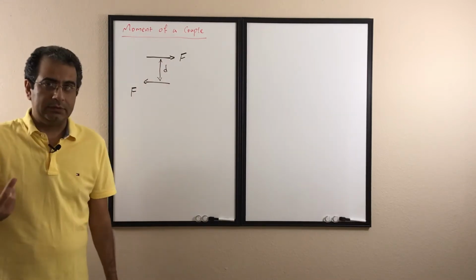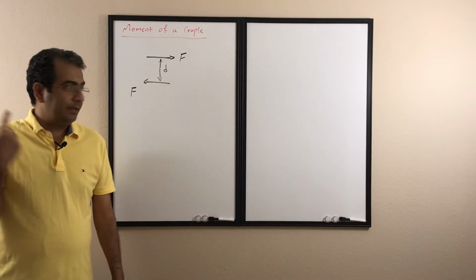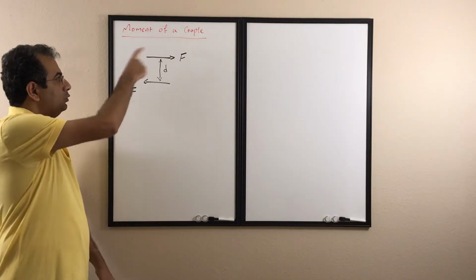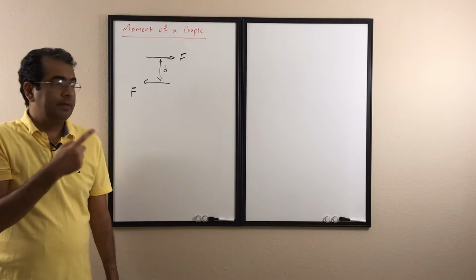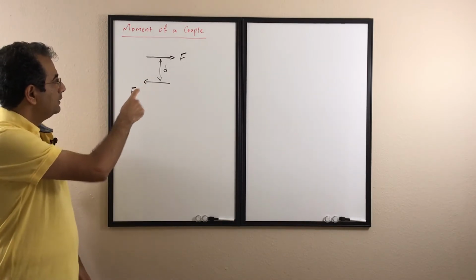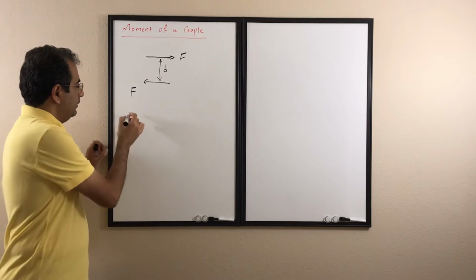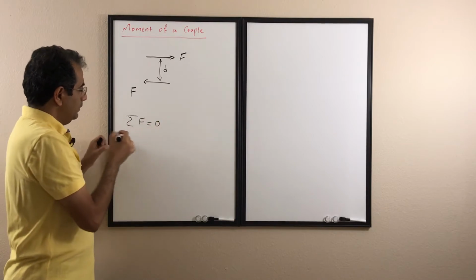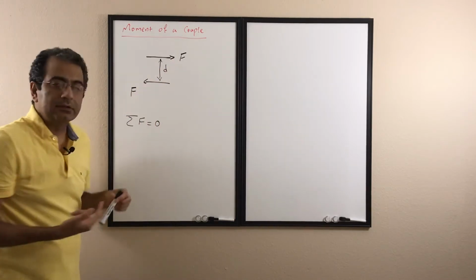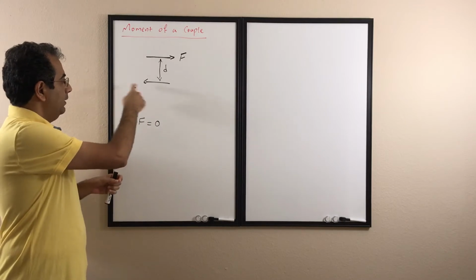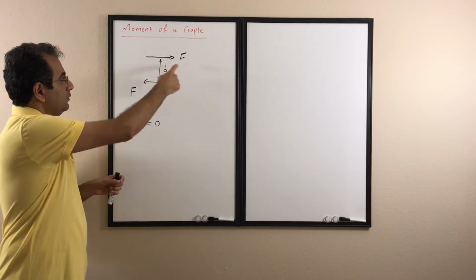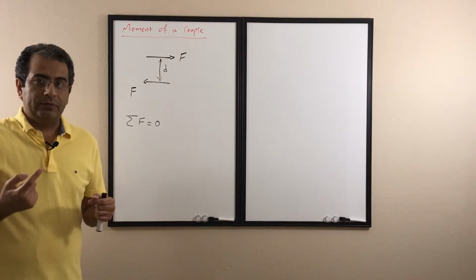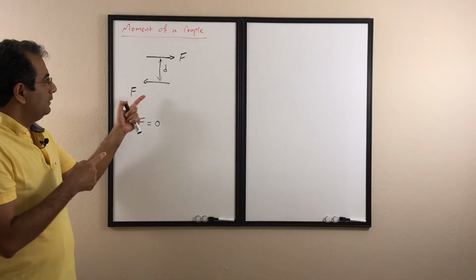So if we have two forces that are equal and in opposite direction and separated by the distance d, these two forces are called a couple. One thing about these two forces is that sigma F is going to be 0. So these two forces cancel each other, and there is no resultant force. But they have another effect that we need to consider.